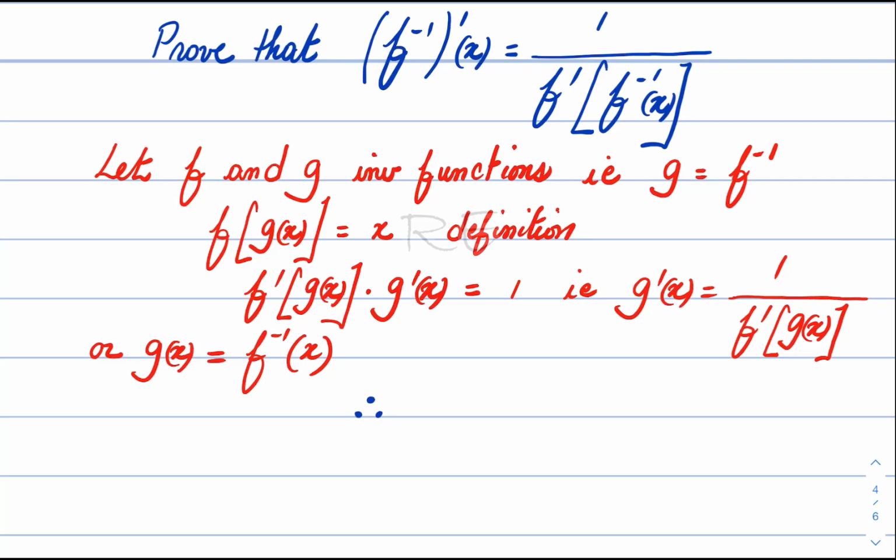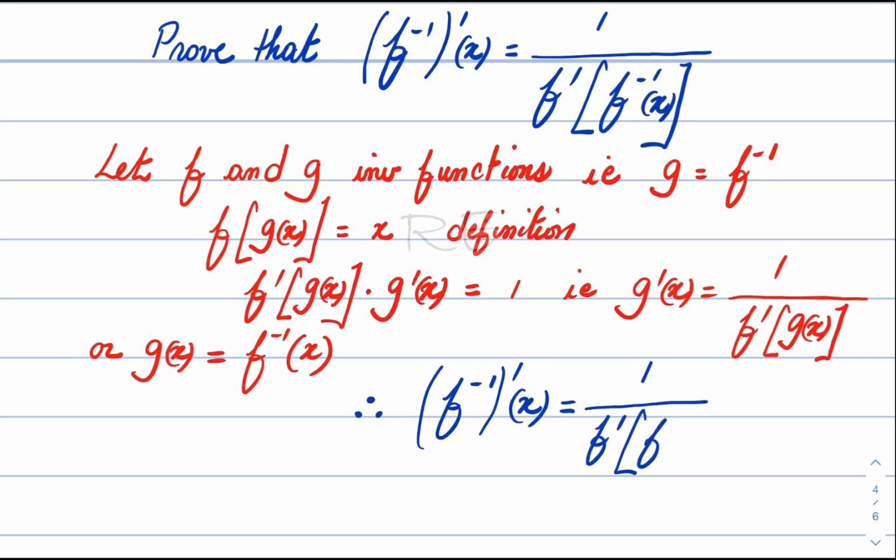Therefore, we can replace g prime of x by the derivative of the inverse of f of x, and also we can replace g of x. It's going to be 1 over f prime. We can replace g of x by the inverse of f of x.